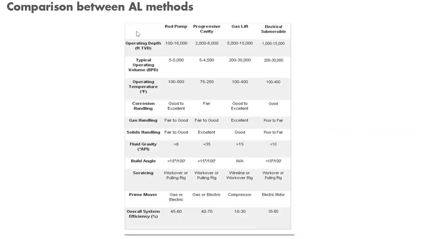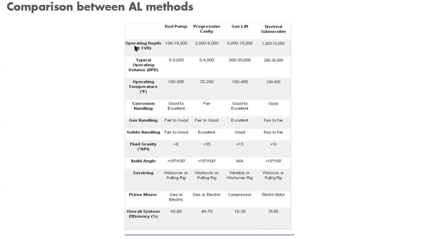This is a typical selection criteria for artificial lift, and these are the main parameters that you use for artificial lift selection. Don't consider these numbers as constant or unchangeable, because this depends mainly on the availability of the equipment and the rating of the equipment in the country that you are working in. So this is a typical selection criteria, but not typical numbers.